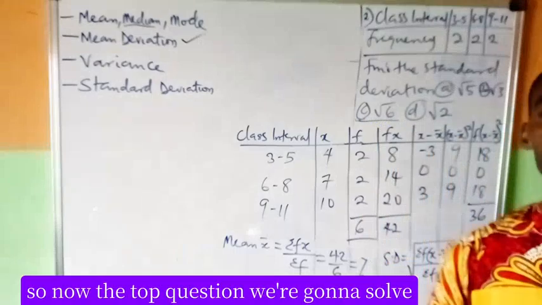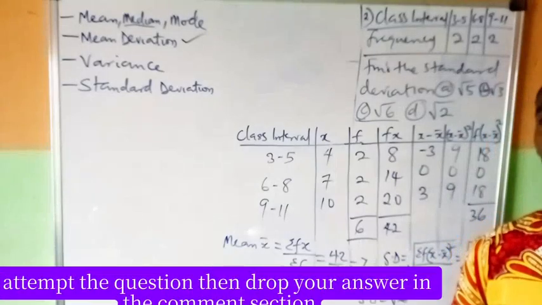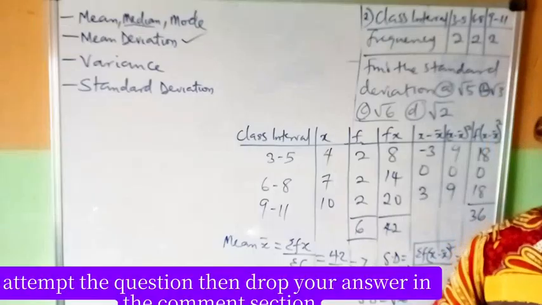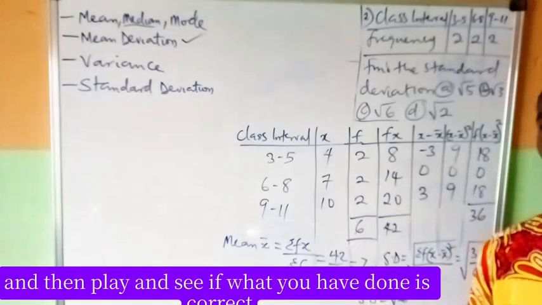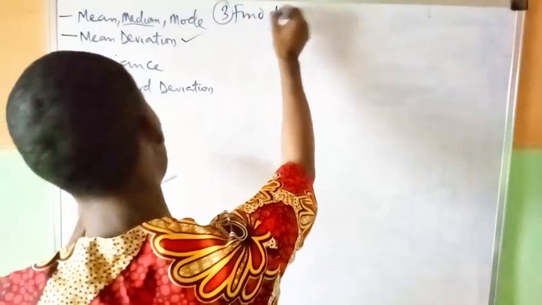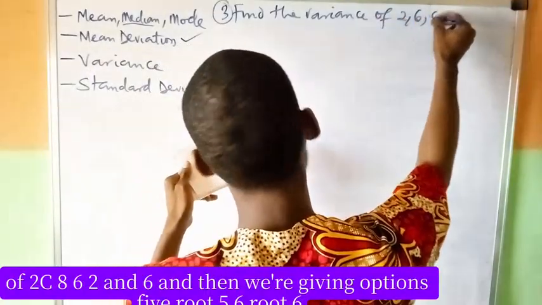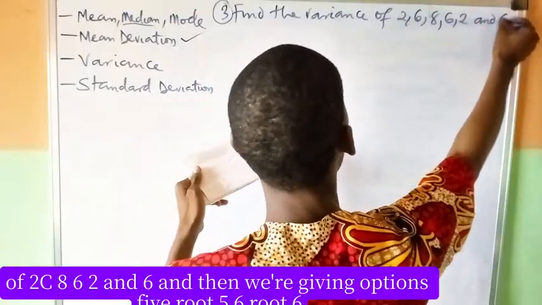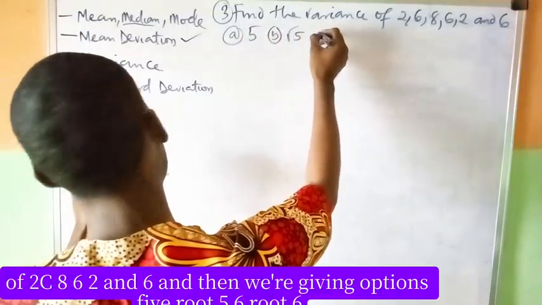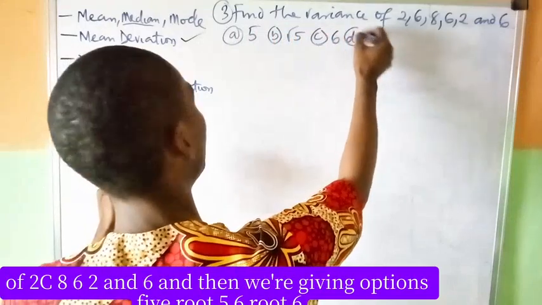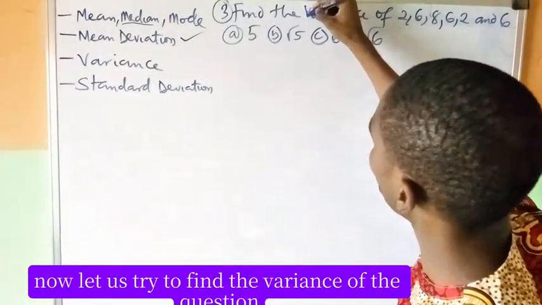So now the third question we're going to solve, I will write the question on the board. I want you to pause the video, attempt the question, then drop your answer in the comment section and then play and see if what you have done is correct. Number 3, find the variance of 2, 6, 8, 6, 2, and 6. And then we're given options 5, root 5, 6, root 6.